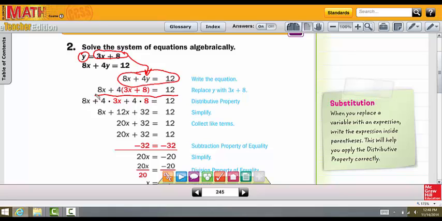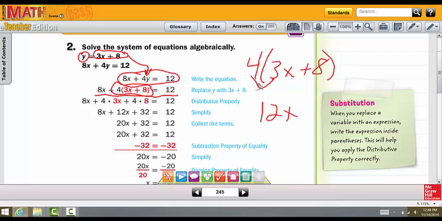So we have 8x plus the quantity, I'm going to write this over here so that you can see where this came from, 4 times the quantity 3x plus 8. That's this portion right here. Okay? So we're going to say 4 times 3x is 12x, and 4 times positive 8 is plus 32. And that's where we get 12x plus 32 right here. And originally we had out in front the 8x. So we have 8x plus 12x plus 32 equals 12.